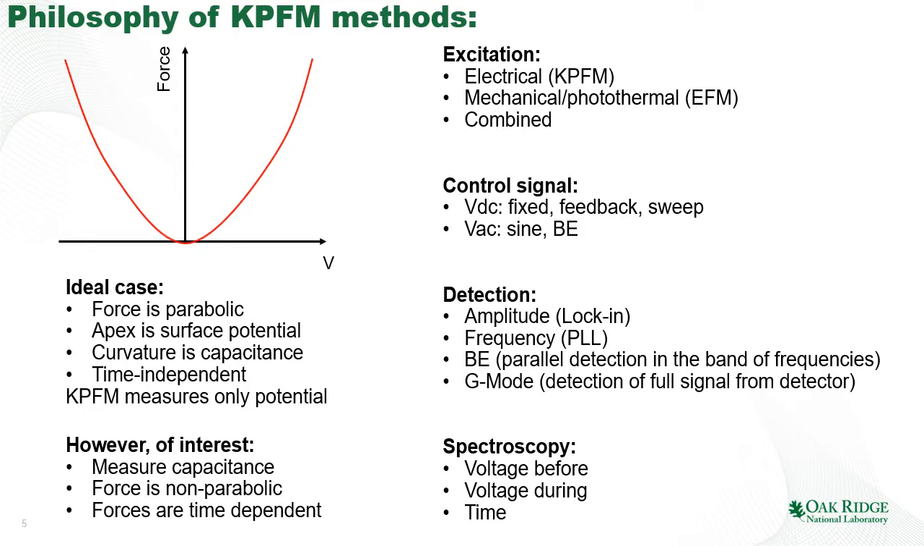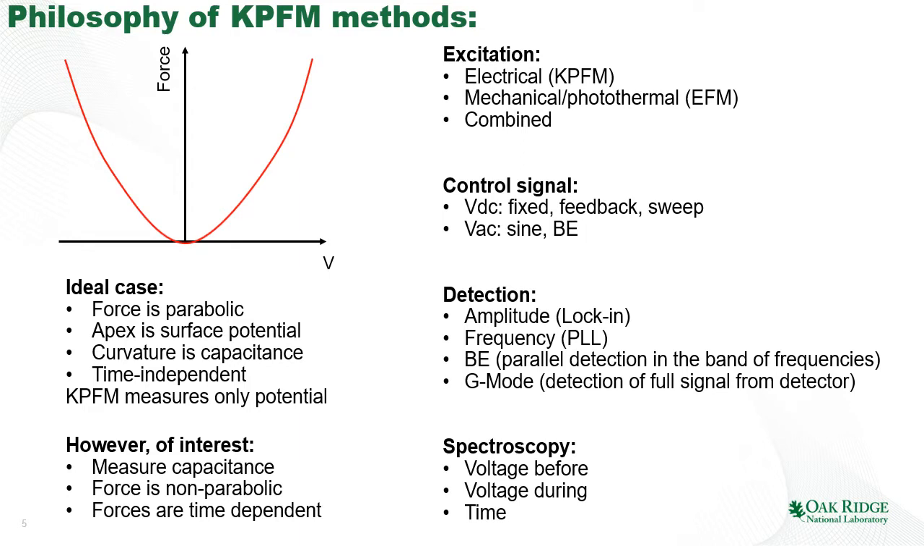So in this ideal case, the system is characterized by two parameters, capacitance and potential, and KPFM measures only potential and kind of ignores the capacitance. So of interest is, of course, measuring the capacitance. It tells us what is the material below the tip.